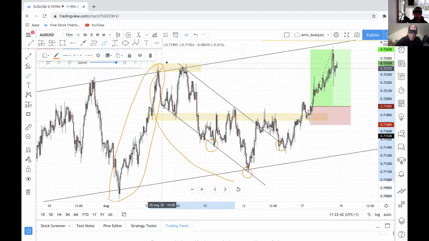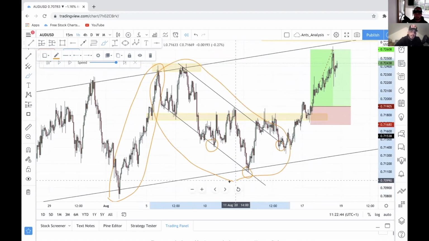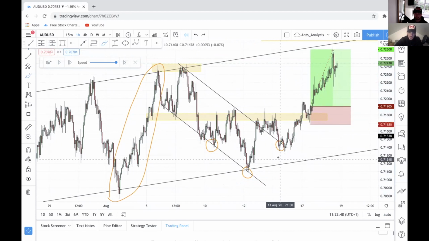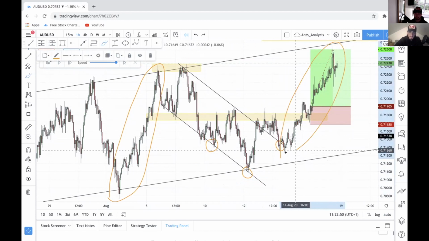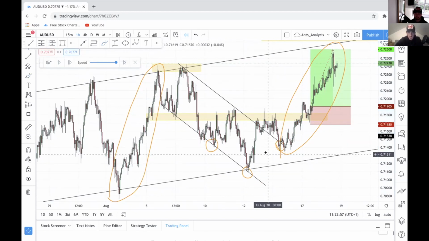This type of structure is what you want to be avoiding. And then as you can see, where we actually took our position is very, very similar to this structure here. So that's what you want to be waiting for. And this is an impulse, correction, continuation. So yeah, that's AUD USD and how you should be avoiding certain trades and then how you should be entering the correct trades.